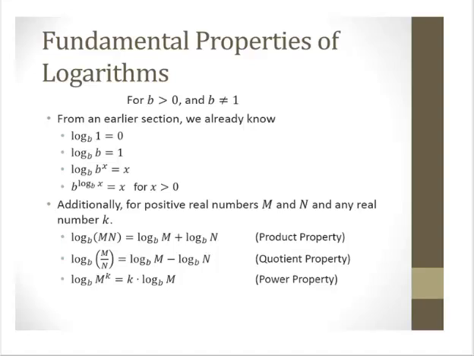Fundamental properties of logarithms. Alright, from earlier ideas, we know that the log base b of 1 is 0. For example, the log base 5 of 1. 5 to the what power gives us 1? Right? Well, 5 to the 0 is 1, so the log base 5 of 1 is 0. The log base b of b is 1. That should seem reasonable. Log base b of b to the x is x, and b to the log base b of x is x. And these are inverse properties.